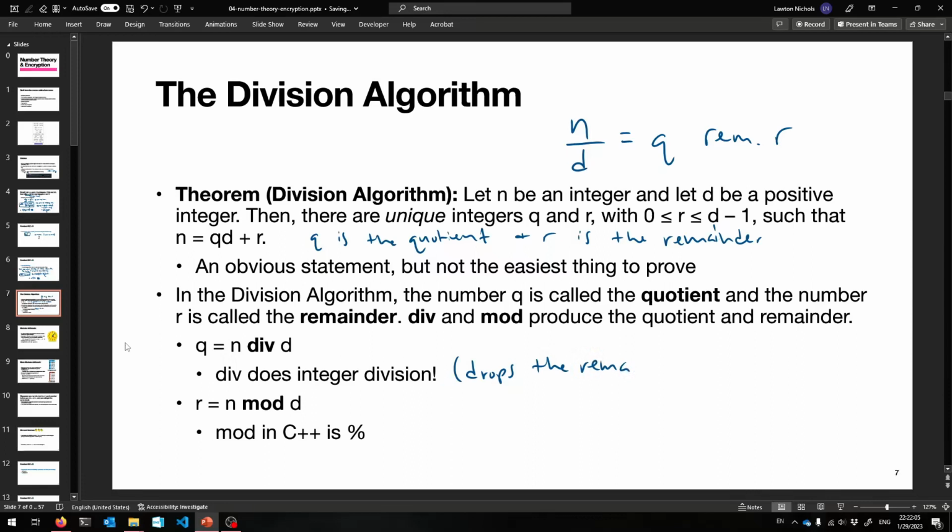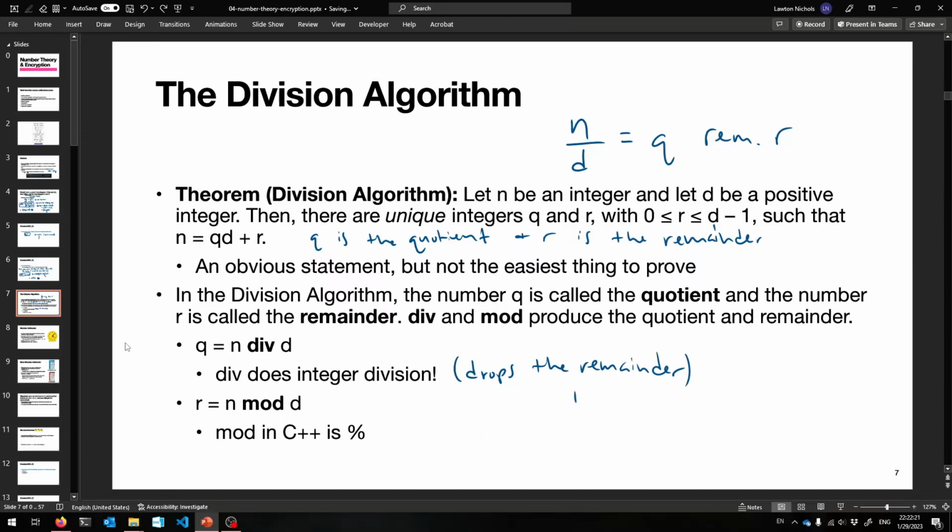What is math but another programming language? This is its syntax for integer division, and here is math's syntax for modulus. Pretend that mod is the percent sign. It's getting you the remainder, right? And n mod d is equal to that remainder.